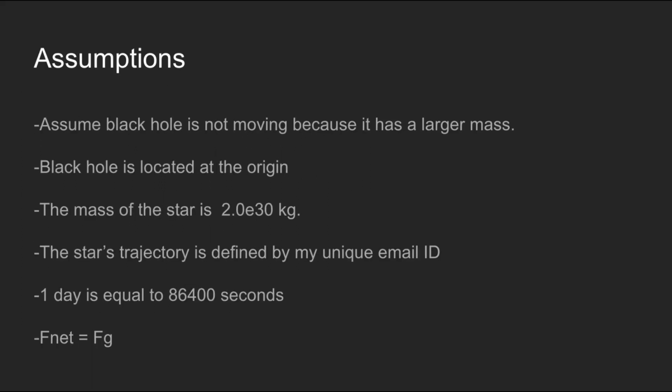So before we begin the lab, there are several things we need to assume. 1, assume the black hole is not moving because it has a larger mass. Assume the black hole is located at the origin, so the vector 0, 0, 0. Also that the mass of the star is 2.0 e to the 30th kilograms. The star's trajectory is defined by the unique email ID we had to put in, and that 1 day is equal to 86,400 seconds. And also that the black hole is the only thing acting on our star or object, so the net force is equal to our gravitational force.